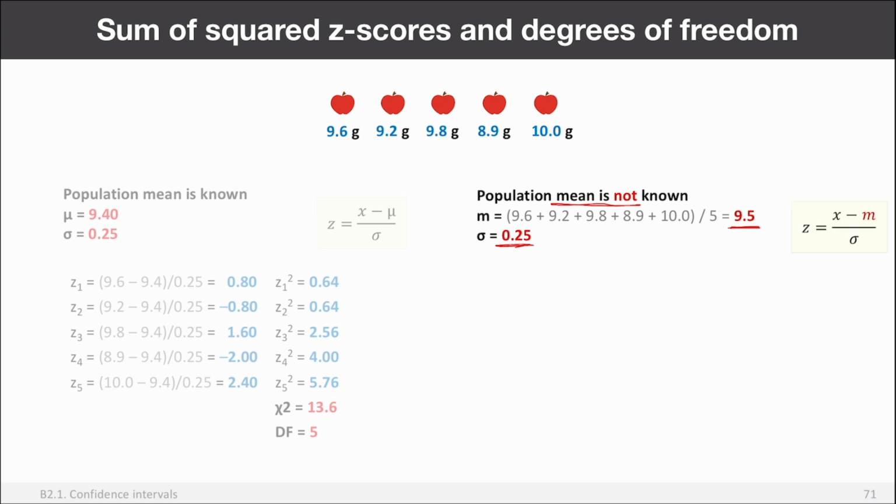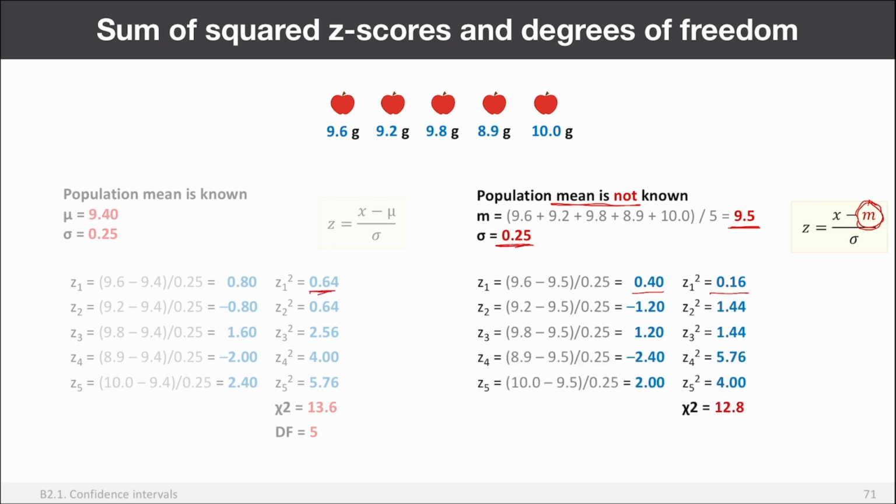So in this case, we compute the z-score based on the sample mean instead of the population mean. This one is 0.4, so this is 0.16. You can see how big the difference is, right? And so on and so forth. Then we compute chi-square by taking a sum of these values, right? And then you can see the chi-square looks a little bit less extreme, right? So comparing to this one.